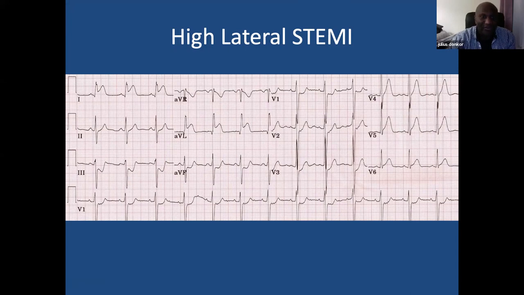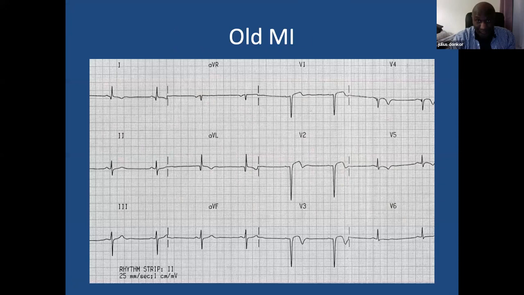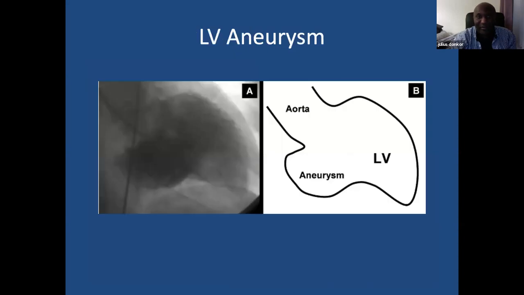So this is a high lateral lead. This is an old MI. You can clearly see it there. An old anterior MI, and you can see the pronounced Q wave there. It's still resolving, actually. This could be an LV aneurysm. Deep Q waves with a resolving ST-T wave. So an old anterior MI with maybe an LV aneurysm component. Oh, there you go.